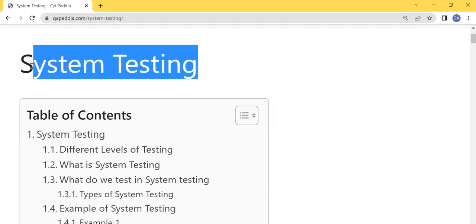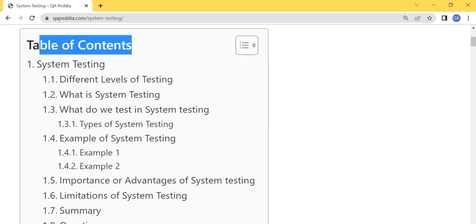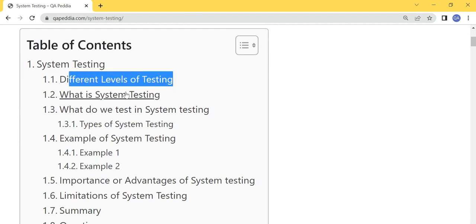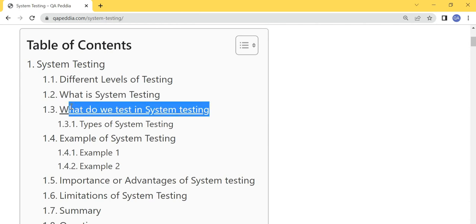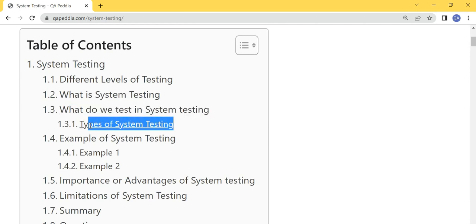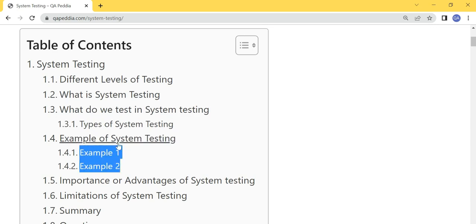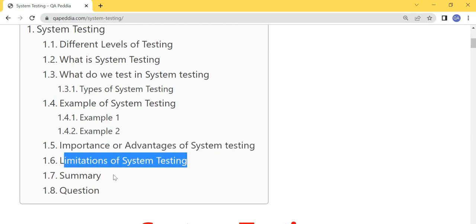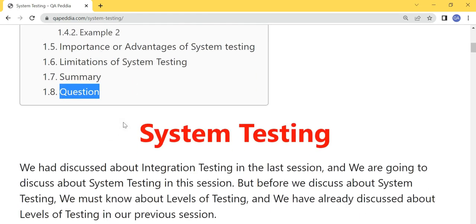Today the topic that we are going to discuss is system testing and the subtopics that we will discuss are system testing, different levels of testing, what is system testing, what do we test in system testing, and then types of system testing, examples of system testing, and we'll discuss two examples there. Importance and advantages of system testing, limitations of system testing, summary of the session, and then questions for the session. So let's start.